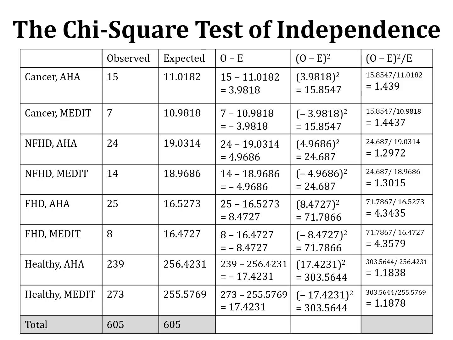and finally we are going to do the calculation for the chi-square, and chi-square is simply the sum of this fraction, which is the square of observed and expected frequency difference divided by the expected frequency. The sum of 1.439 plus 1.4437 plus 1.2972 plus 1.3015 plus 4.3435 plus 4.3579 plus 1.1838 plus 1.1878, and the total is 16.554. So this is the value of our chi-square.